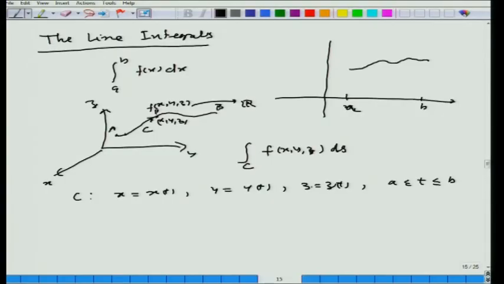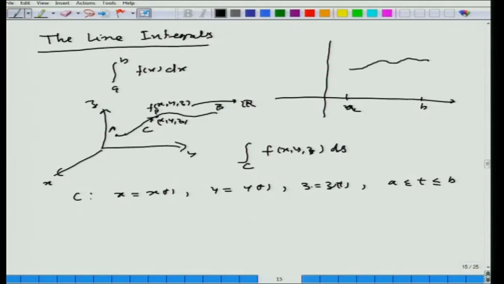Their derivatives x', y', z' with respect to t are piecewise continuous functions, defined at all points except at finitely many points where they have jump discontinuities. So this curve is called the directed curve, provided we have this kind of parametric representation here.